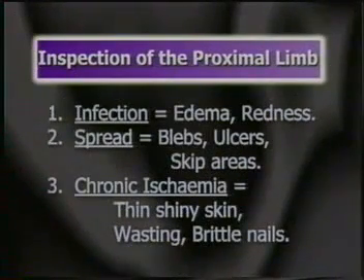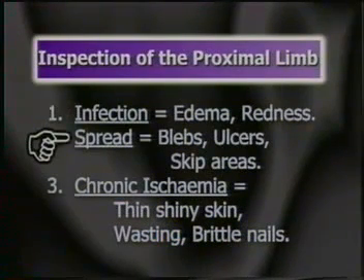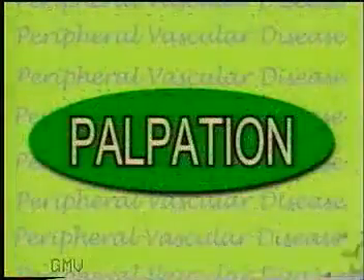Then examine the proximal limb for evidence of infection, that is edema and redness, for evidence of spread of gangrene, that is blebs, ulcerations and skip areas, and evidence of chronic ischemia, thin shiny skin with scanty hair, wasting and brittle nails with transverse ridges. Now let us proceed to palpation.